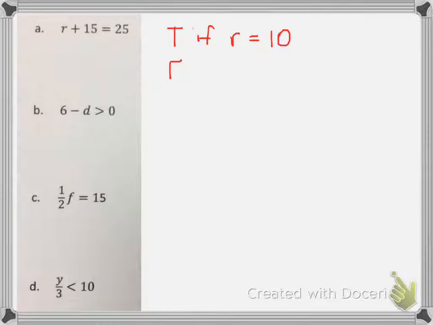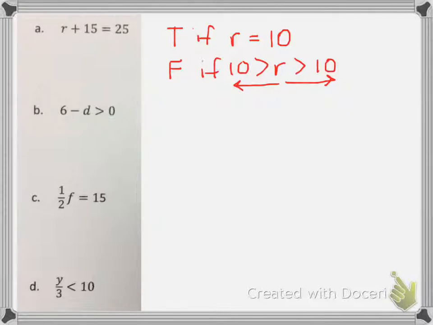It's false if, well, there's a couple of things. If R is greater than 10, it's false. And if R is less than 10, it's false. So we have to say both. Remember this? The variable goes in the middle. If R is greater than 10, and if R is less than 10. Remember, read from the variable. This says R is less than 10. This says R is greater than 10. So if R is less than 10 or greater than 10, it's false.